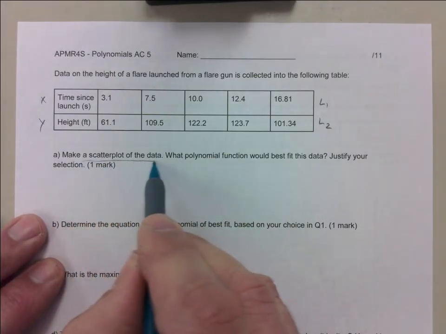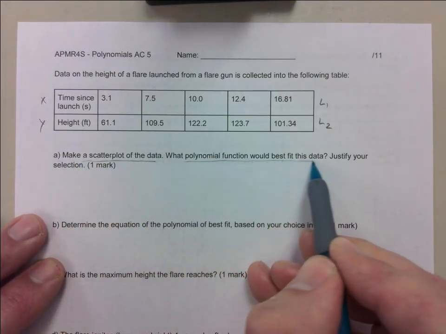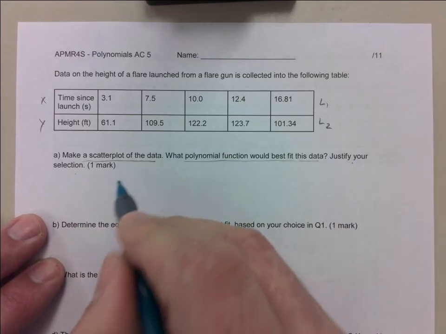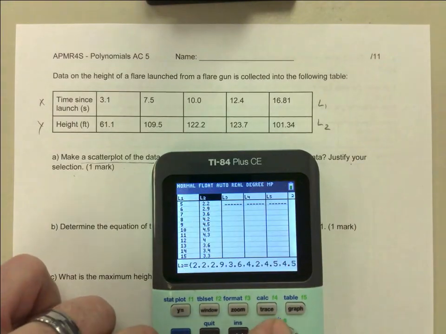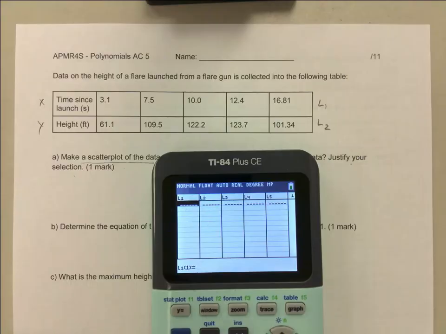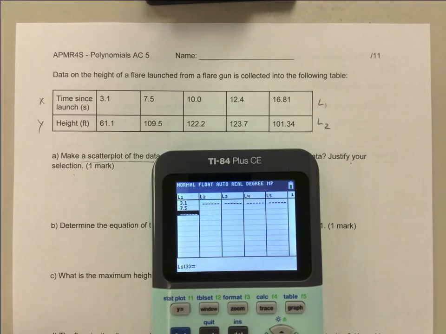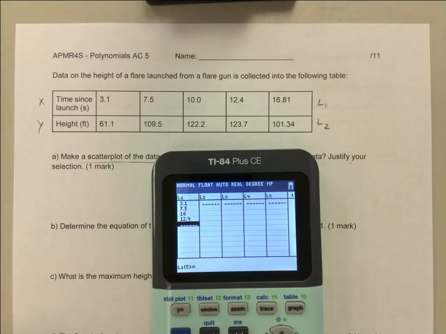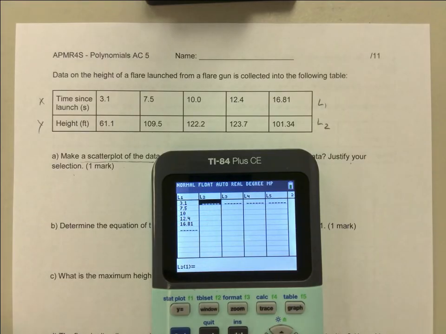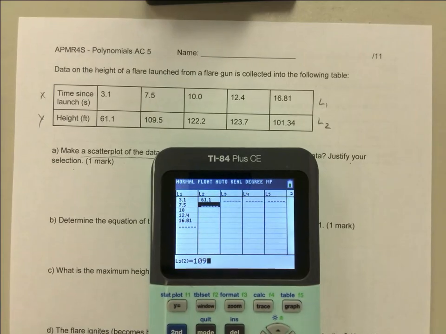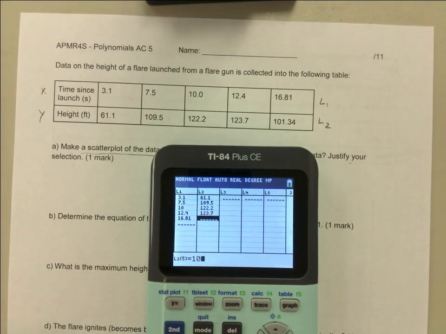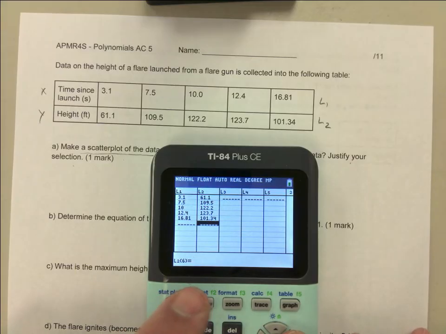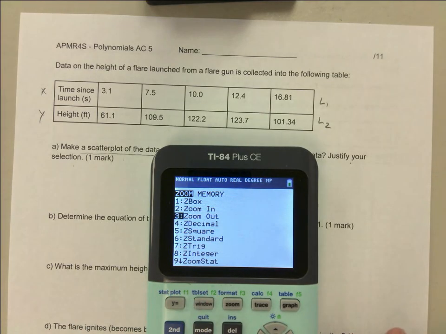Make a scatter plot of the data. What polynomial function would best fit? Justify your selection. So we're going to do that. This would be 3.1, 7.5, 10, 12.4. Please let me know if I make a mistake. I'm going to go zoom stat.